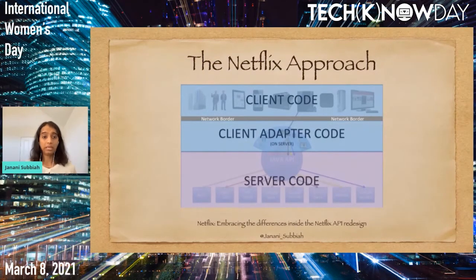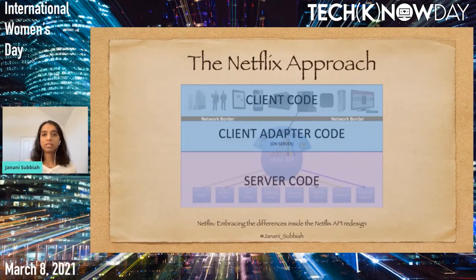And on top of this layer sits what's called the client adapter code. And this is the code that makes sure that whatever comes back from the Java API can be translated into responses that can be more easily used by the client that it targets.